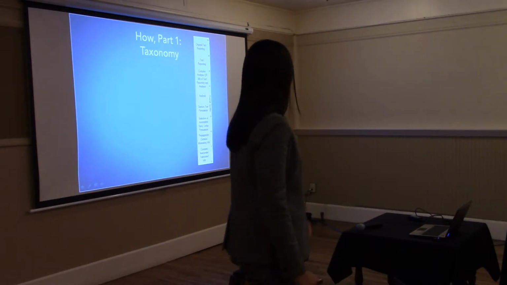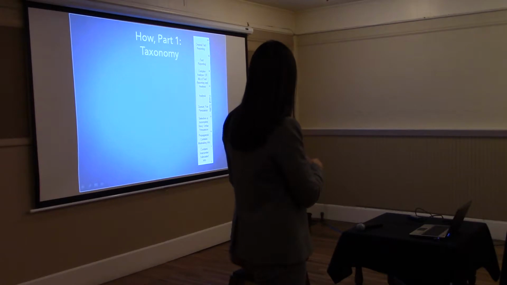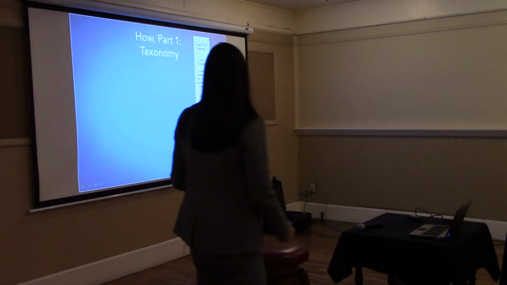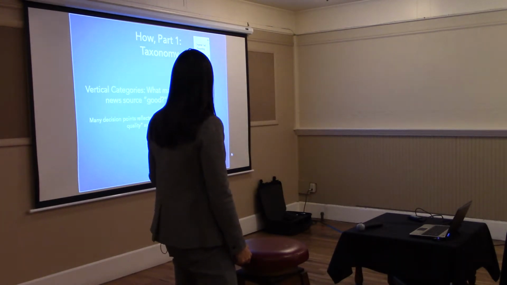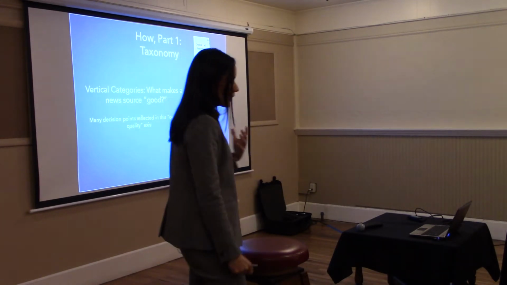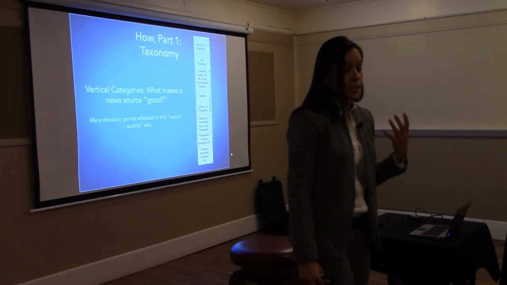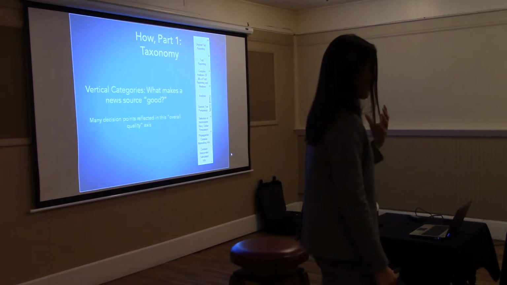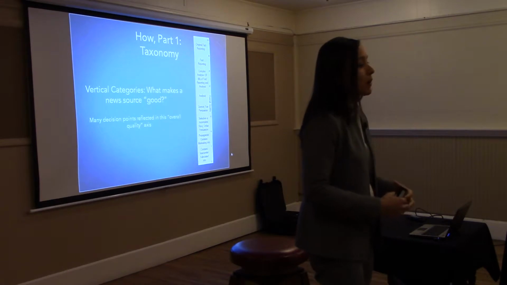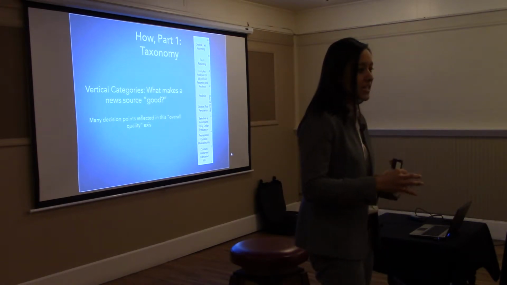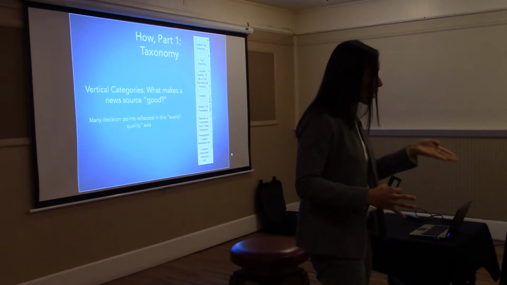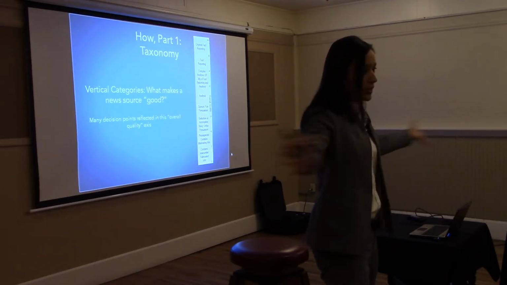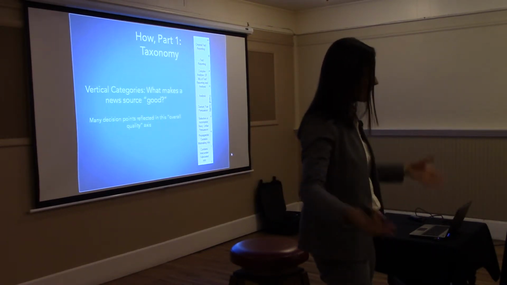So how? The taxonomy. I'm going to go over the vertical axis of the chart, which is quality. So what makes a news source good? There are a lot of things that make a news source good and a lot of things that make a news source bad. Part of the reason this is hard is because there are almost infinite things to measure when you're looking at one article, let alone when you're looking at all the different articles in all the different formats, right?